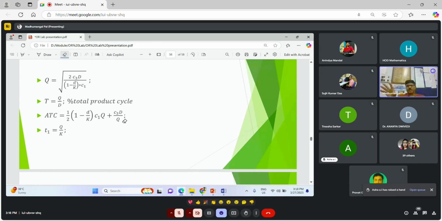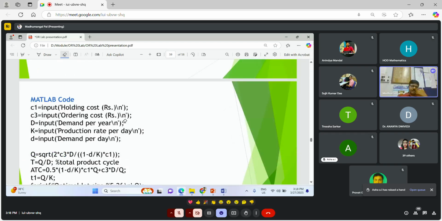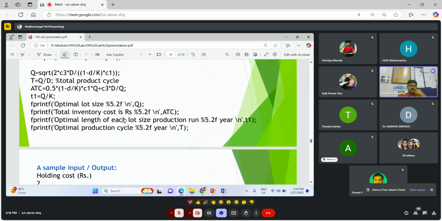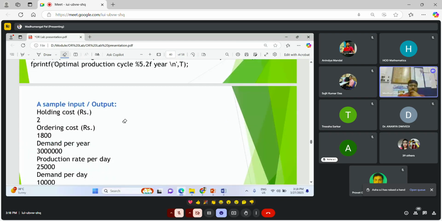These expressions are obtained by solving some mathematical equation. It may be an algebraic equation, it may be a differential equation. In this case, we have solved some algebraic equations to find this expression. These expressions are very simple, so there is no difficulty in writing MATLAB code.